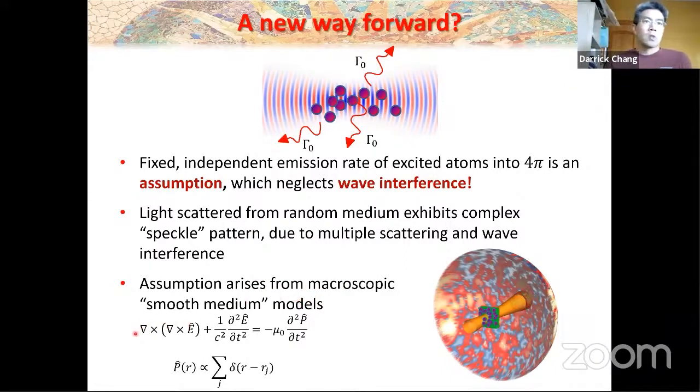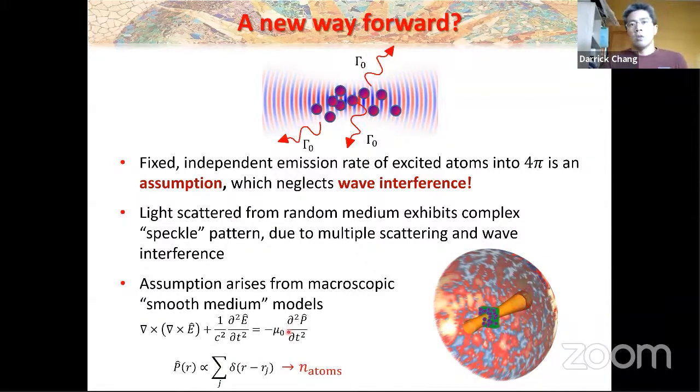What I mean by that is, formally you can write down the wave equation for the electric field, which is coupled to the polarization density of your medium. Now, the polarization density, if we consider atoms, in principle should be a sum of delta functions, accounting for where the atoms are sitting. But dealing with that kind of microscopic disorder is a little bit inconvenient.